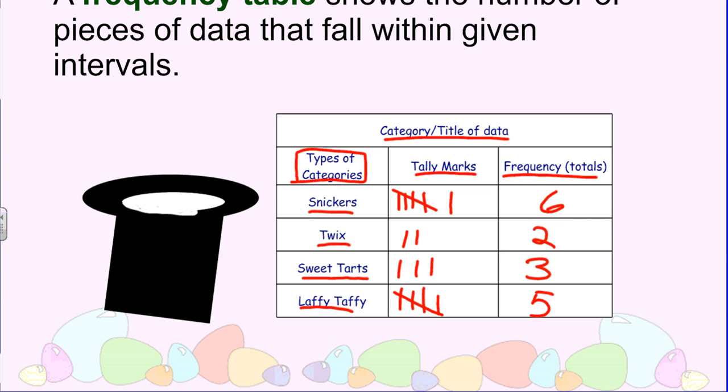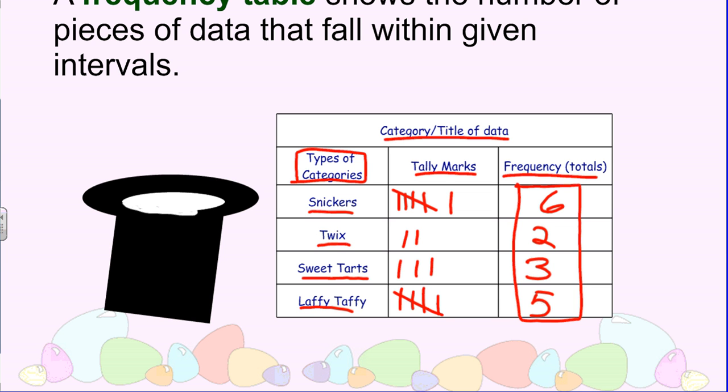Now, anytime you want to know how many people are actually involved or votes that are being done, you should be able to look at the frequency and add all of these together to find the total. And in this case, the sum of those numbers would be 16.